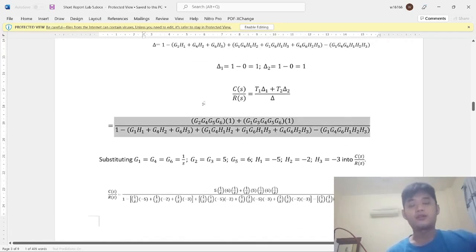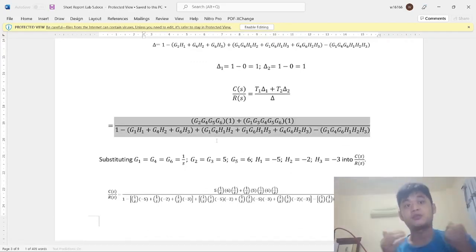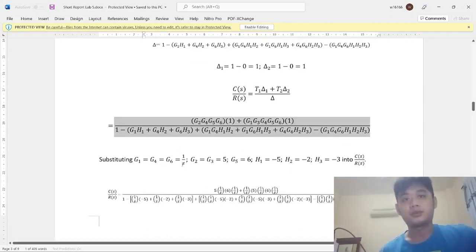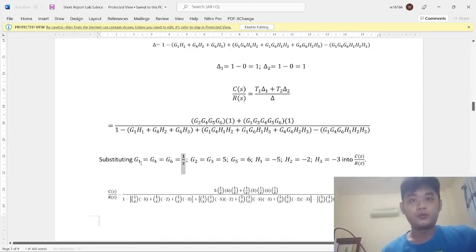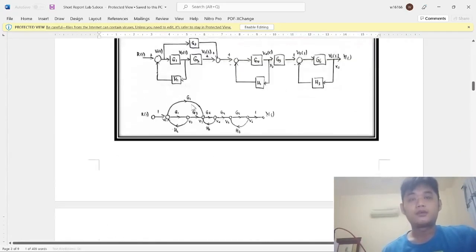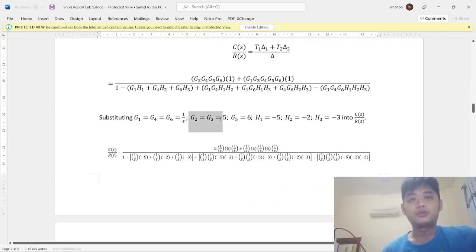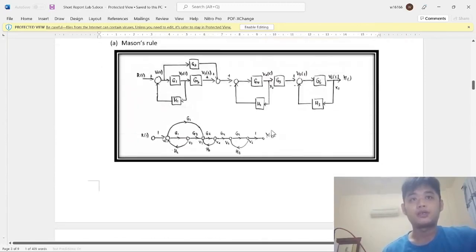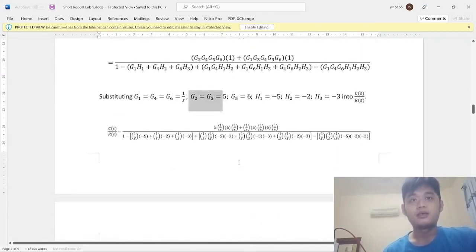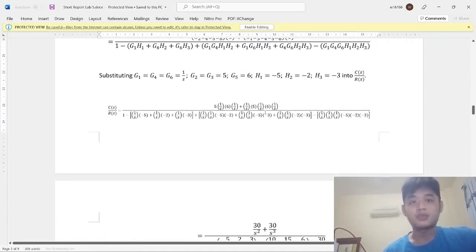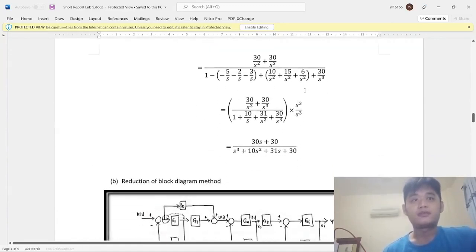To simplify, since the steps are taken until here, we can't really simplify it. So in order to simplify, we just need to substitute all the values. For example, G1, G4, G6 is going to be 1 over S, while G2, G3, since the value has already been assigned earlier on, is going to be 5. And then G5 is 6, H1 is negative 5, H2 is negative 5. Then just substitute, and we get the final answer from here.